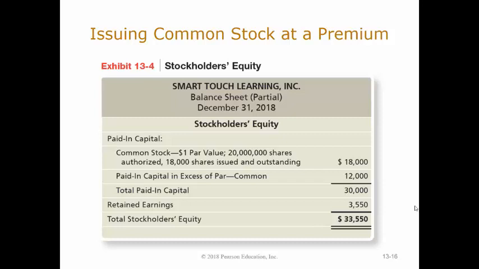You need to say how many shares have been authorized by your board of directors. And here we're just going to assume that Smart Touch Learning has 20 million shares which are authorized. And then you need to display the number of shares that are issued and the number of shares that are outstanding. So the number of shares issued are the portion of that authorized stock which you have actually issued to the public. Let's go back one more time.